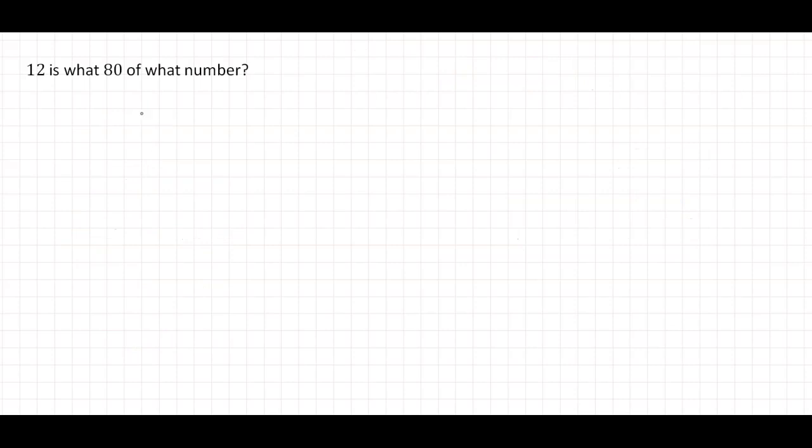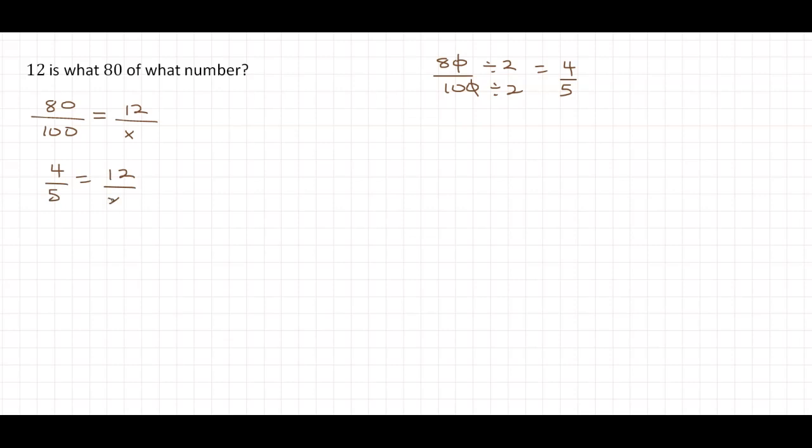Now 12 is 80% of what number? So let's go ahead and 80% of, so 80 over 100 is going to be 12 divided by a specific number. We replace that number with x. So let's go ahead and simplify 80 over 100. Let's cross out these zeros. We can now divide by 2. And we're left with 4 over 5.